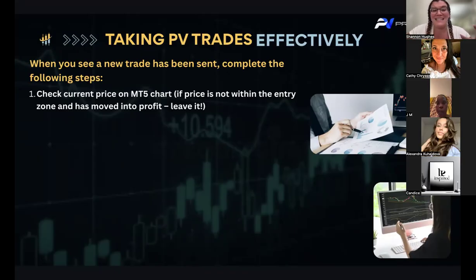So if price is not within the entry zone, I'm going to go through examples too, don't worry. But if price is not within the entry zone and it's already moved into profit, leave it. There will be another trade. Don't touch it. Okay. And again, I'm going to show you how to look at this on the chart. Everything I do here, I will then show you how to do on MetaTrader 5. Okay. So that's the first thing.